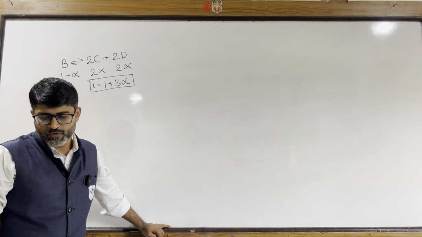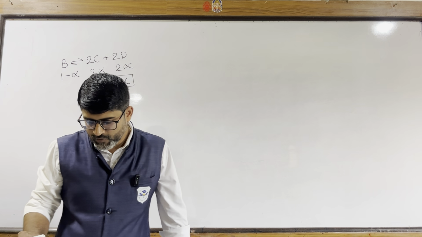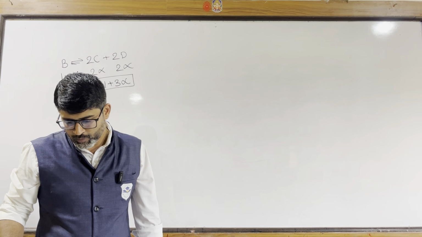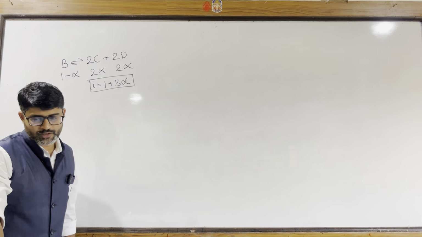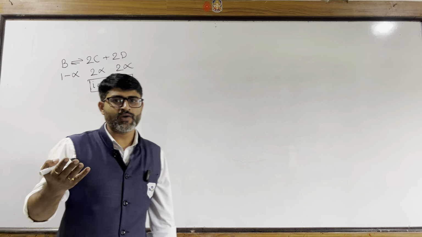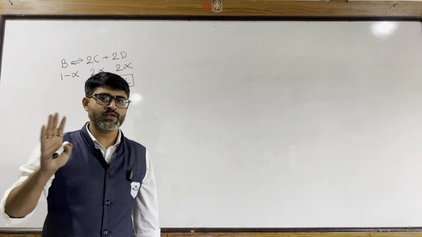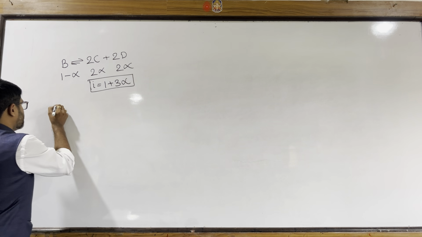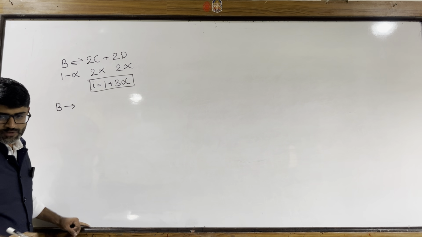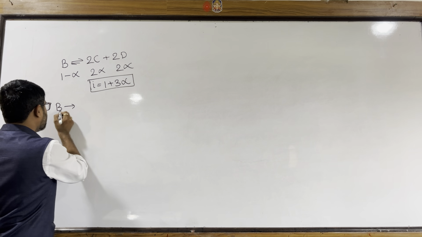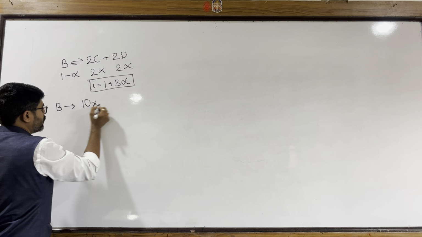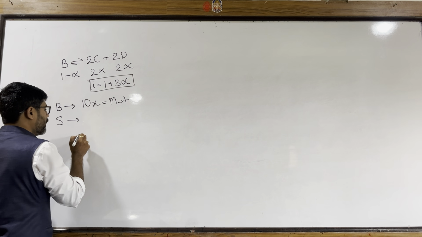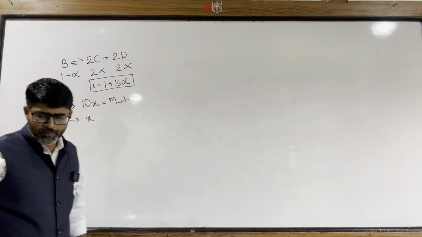So what information is given? I'm using them one by one. The molar mass of B is 10 times that of S. You can assume any values; the answer will not change. So the molar mass of B is 10 times the molar mass of S. I am taking this value as 10x. Its molecular weight is 10x and the molecular weight of S is x gram per mole.